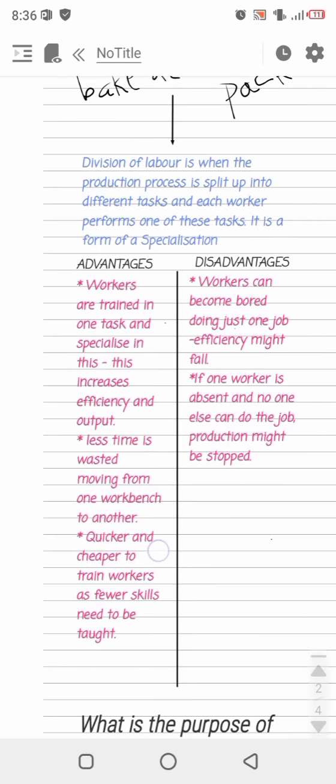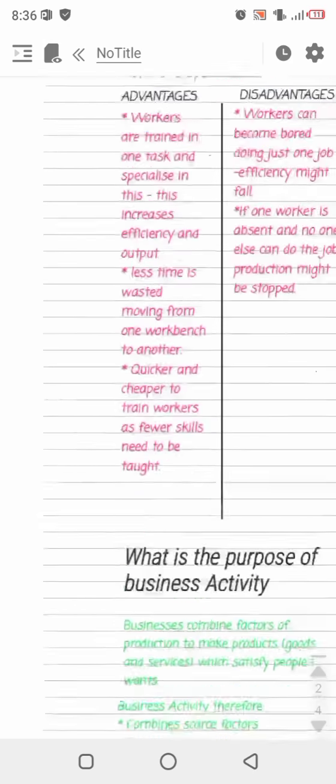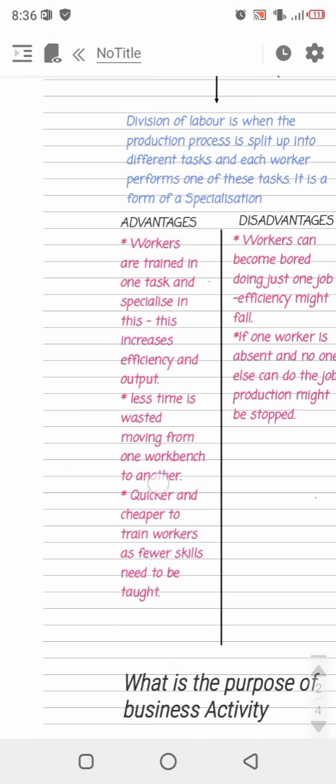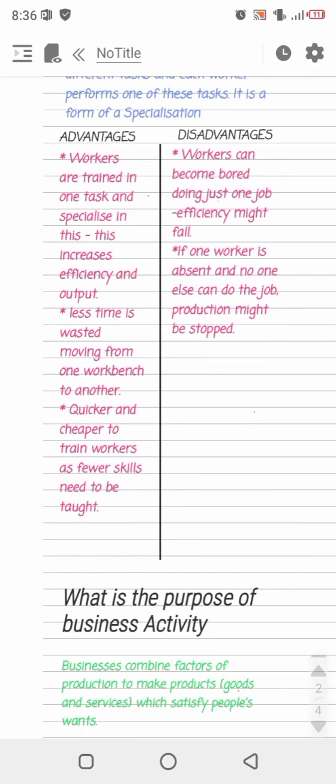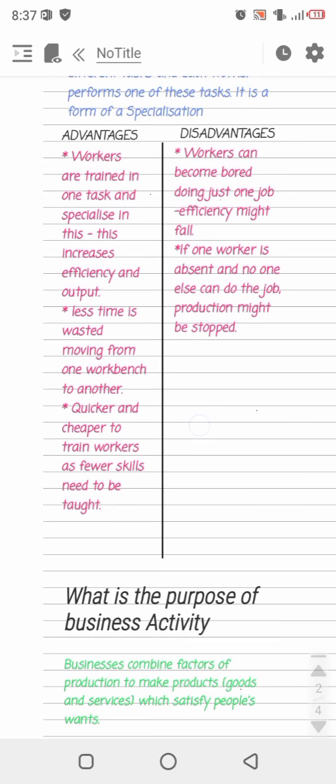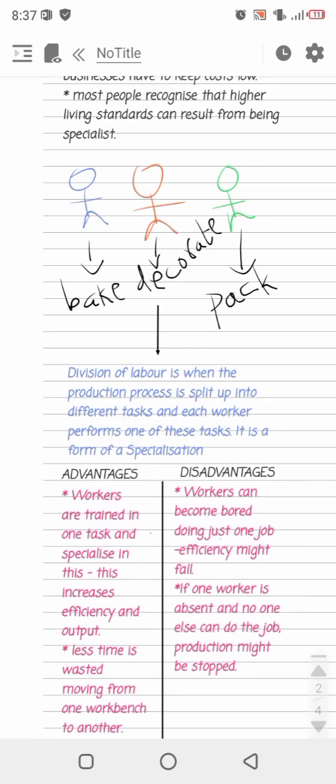Advantages and disadvantages. We also discussed some of the points along with explaining specialization. So advantages: workers are trained in one task and specialized in this. This increases efficiency and output. So workers are trained in one task. So for example, I have a cupcake business, and I have three employees, and okay, let's draw here.